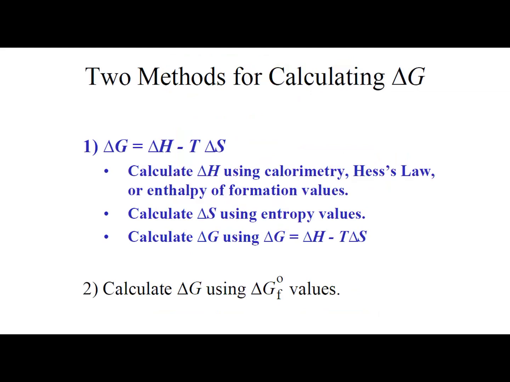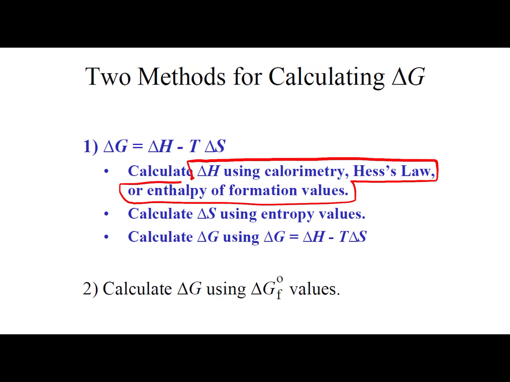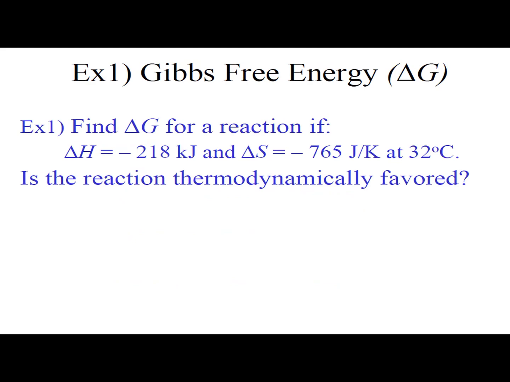So there are two ways to calculate the delta G. We can use the formula delta G equals delta H minus T delta S. You may be asked to come up with that delta H a number of different ways that you know from thermo. You can use calorimetry, Hess's law, or enthalpy of formation, products minus reactants. Calculate delta S using entropy values, which you did in yesterday's homework, and then we can use the formula. So let's take a look at that first.